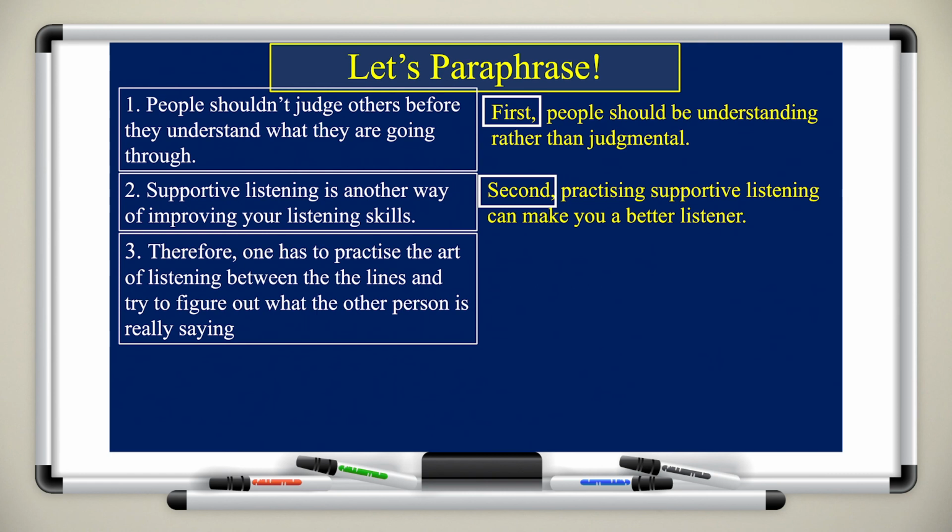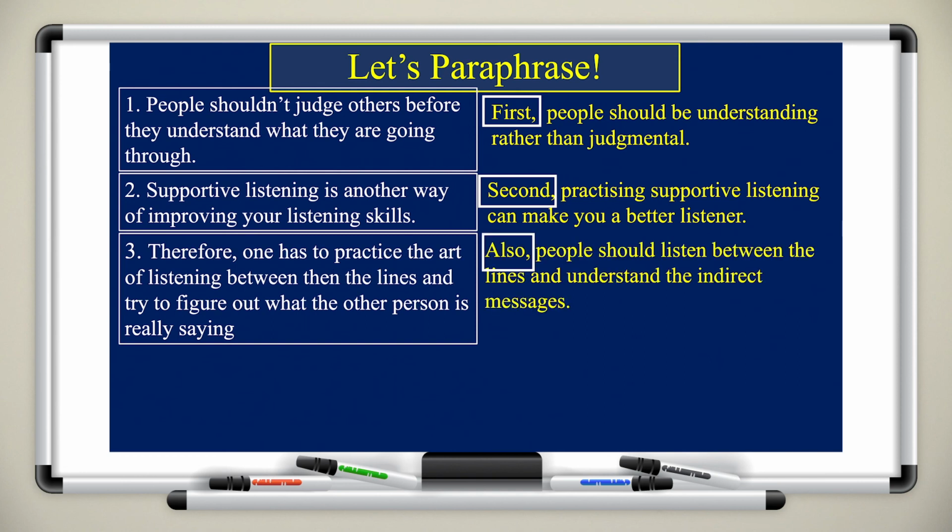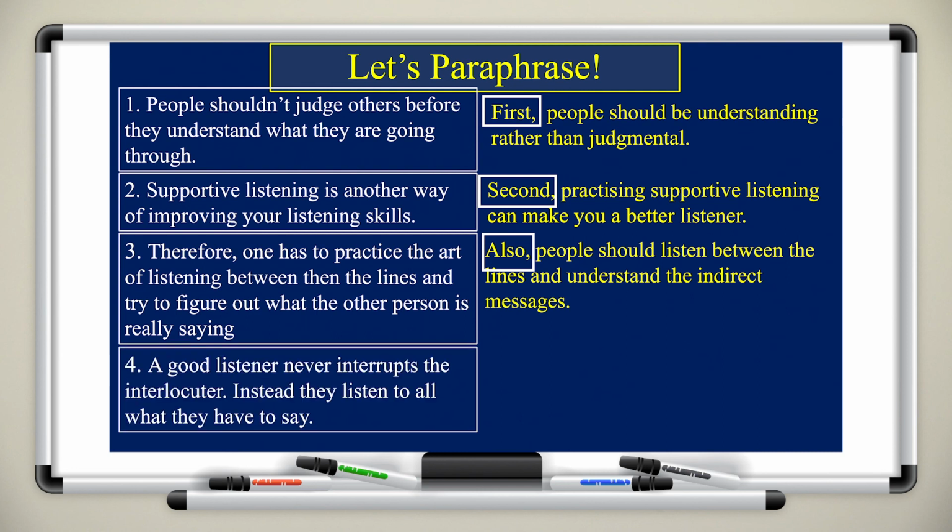Therefore, one has to practice the art of listening between the lines and try to figure out what the other person is really saying. And this is how we paraphrase this idea. Also, people should listen between the lines and understand the indirect messages. The last idea we have is a good listener never interrupts the interlocutor. Instead, they listen to all what they have to say. This is how we paraphrase this sentence. Finally, you should listen to the person and not interrupt them.